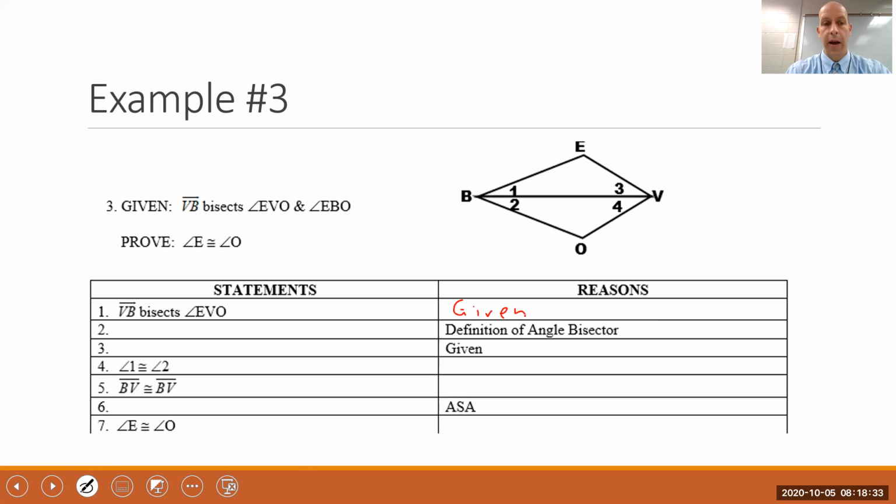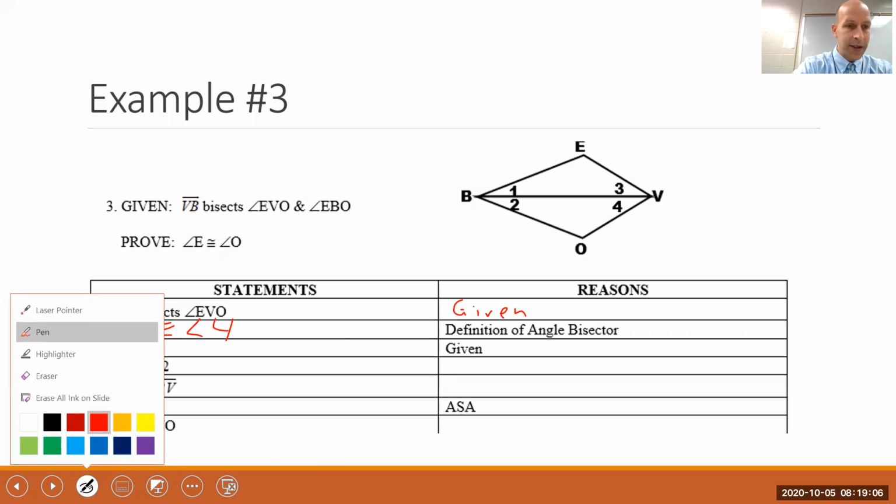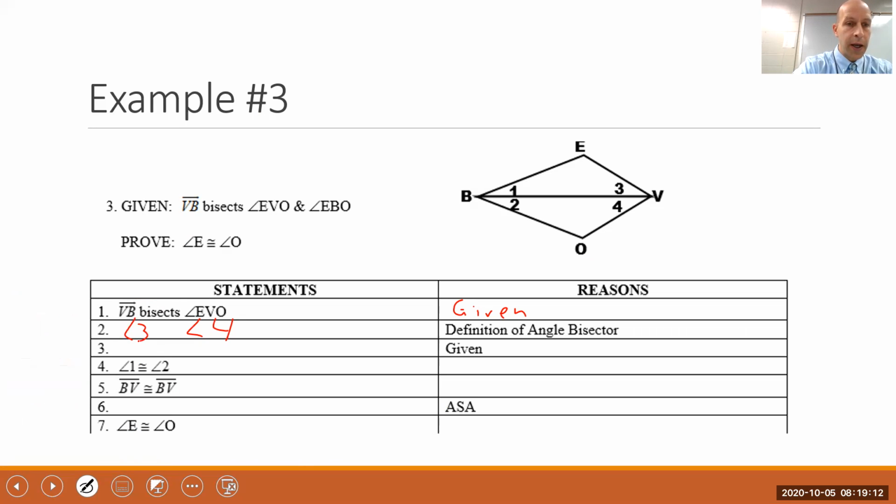It is given that ray VB bisects angle EVO. And now step 2 says that the answer for the reason for this is definition of angle bisector, and I can see down at step 4 that they've got angle 1 and angle 2 are congruent, so it must be angle 3 is congruent to angle 4. Sorry guys, it's kind of hard to write here. In fact, let me just fix that. That's not very good. Angle 3 is congruent to angle 4.